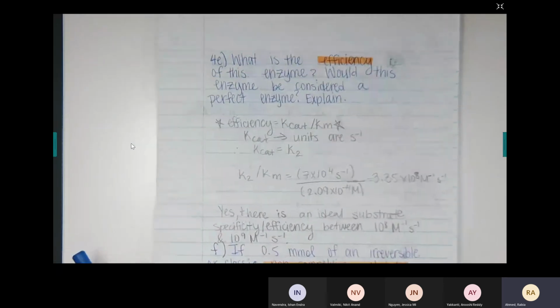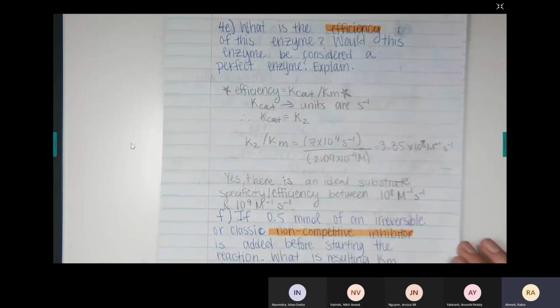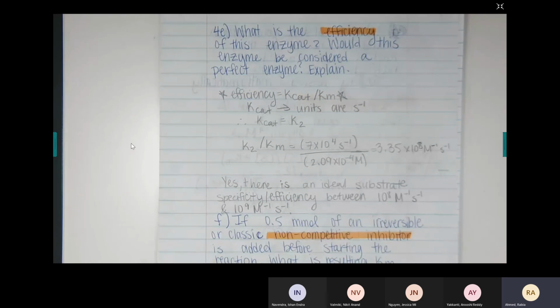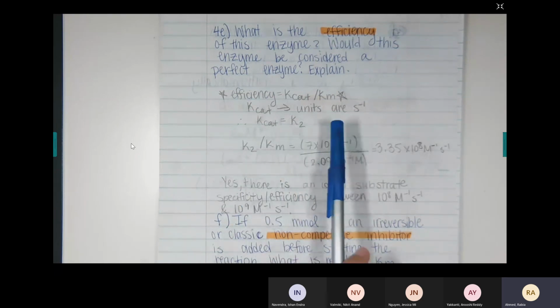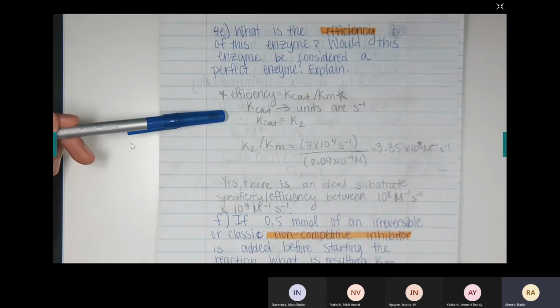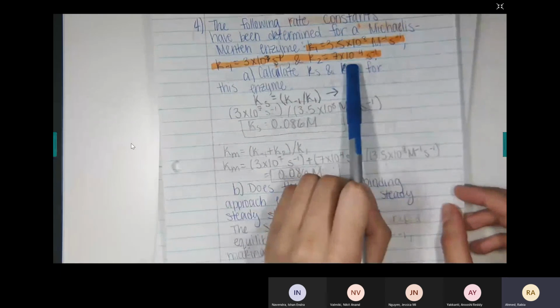Okay, so for 4E, what is the efficiency of this enzyme? Would this enzyme be considered a perfect enzyme? Explain. So the efficiency is going to be equal to Kcat over Km. This is an equation you have to know, catalytic efficiency. The units of Kcat are 1 over S, or S to the -1 power. And in this case, Kcat equals K2, and we know that our K2 has been given right here, 7 times 10 to the 4th, S -1.